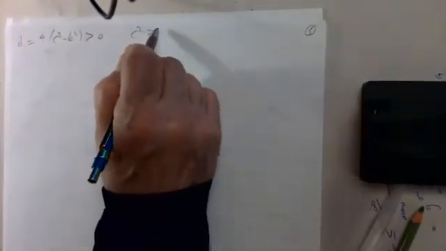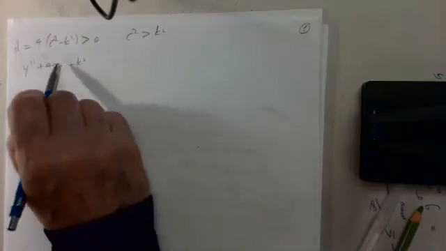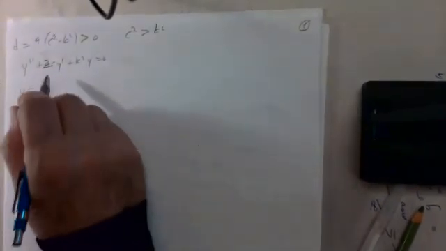Which means C squared is greater than K squared. So what does our equation look like in this case? Again, we have y double prime plus 4cy prime plus k squared y equals 0. The general solution is y equals e to the minus cx.